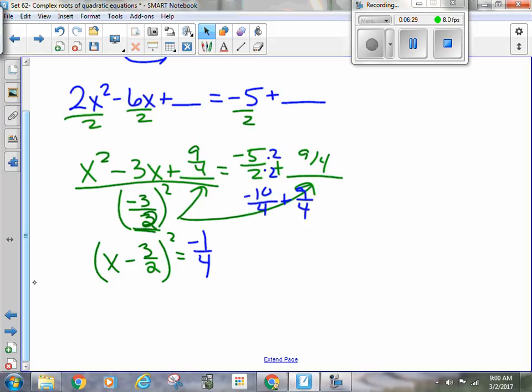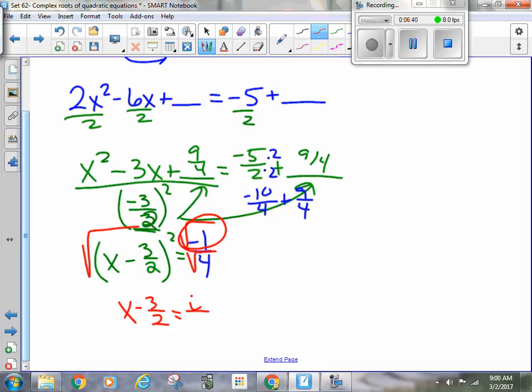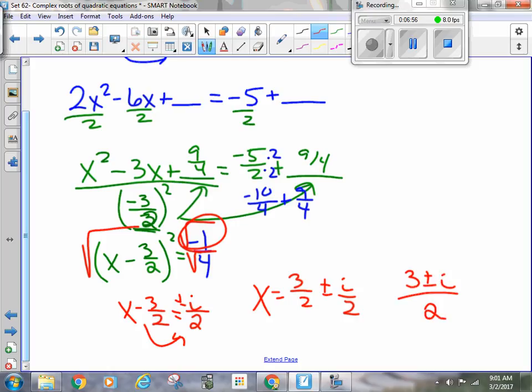Okay, so I square root on both sides. I get x minus 3 over 2 equals, the square root of negative 1 turns into an i in the numerator. Square root of 4 turns into a 2. And then we still have our plus minus. We're going to go ahead and add 3 halves. So x equals 3 halves plus or minus i over 2. Or they have a common denominator, so we can write it as 3 plus or minus i over 2.